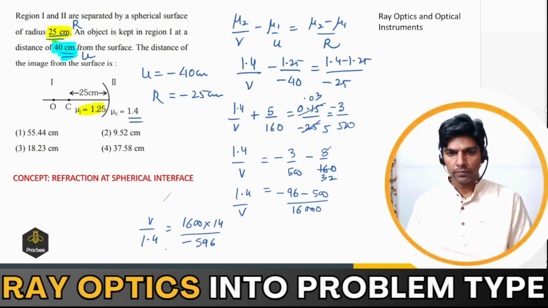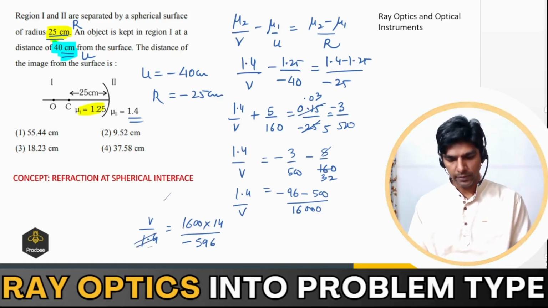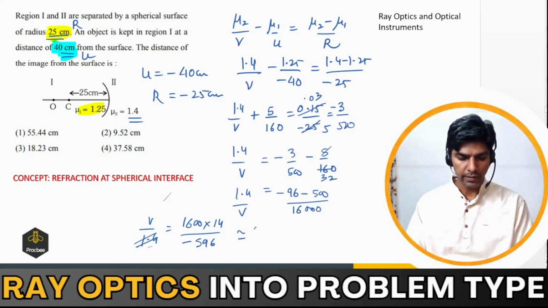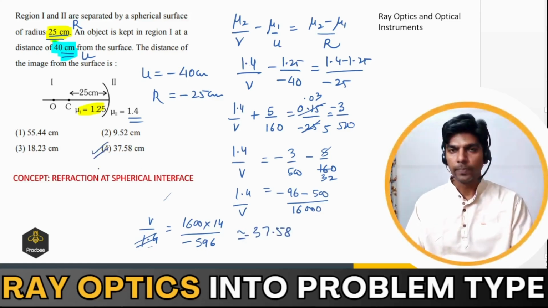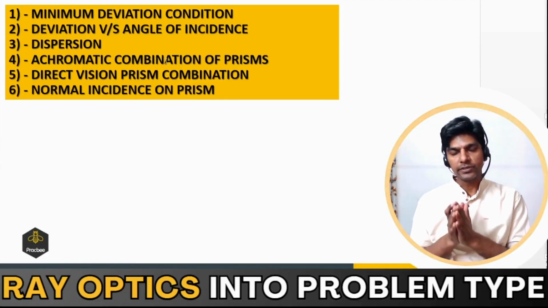Okay, I have taken this on the other side, right? V will be 1600 times 14 upon minus 596. So 1600 times 14 divided by 596. So it comes out to be nearly equals to 37.58 with a negative sign. So option 4 is the right answer. So we are done with the problem type associated with refraction.